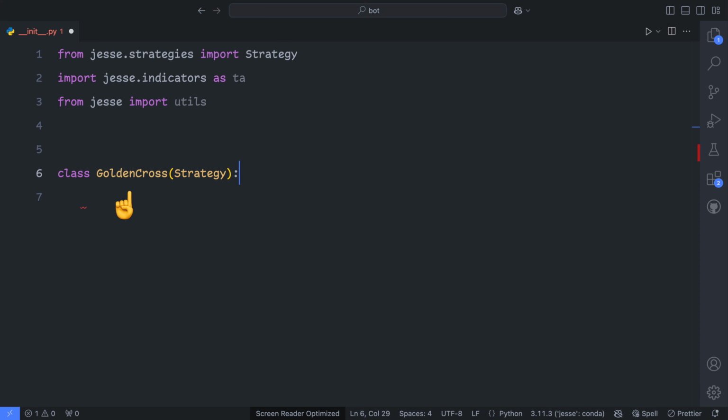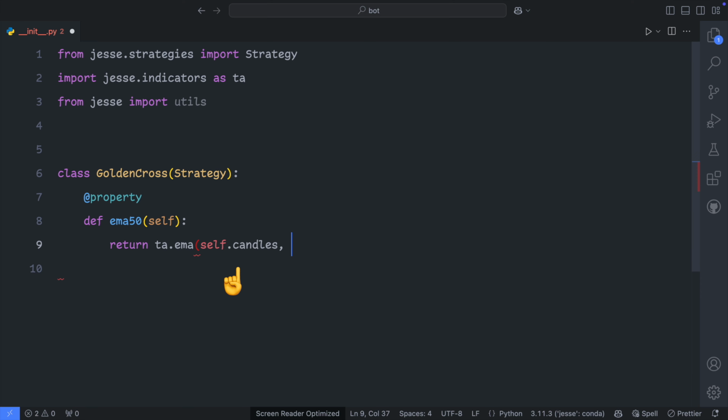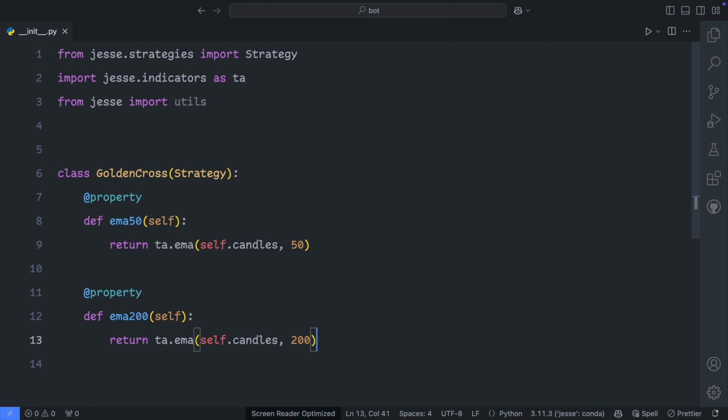Inside the new strategy class, we're going to define a new property method, and in it we're going to return ta.ema and pass the current candles as its first parameter, and pass 50 period as its second. Next, we're going to do the same for the 200 moving average.